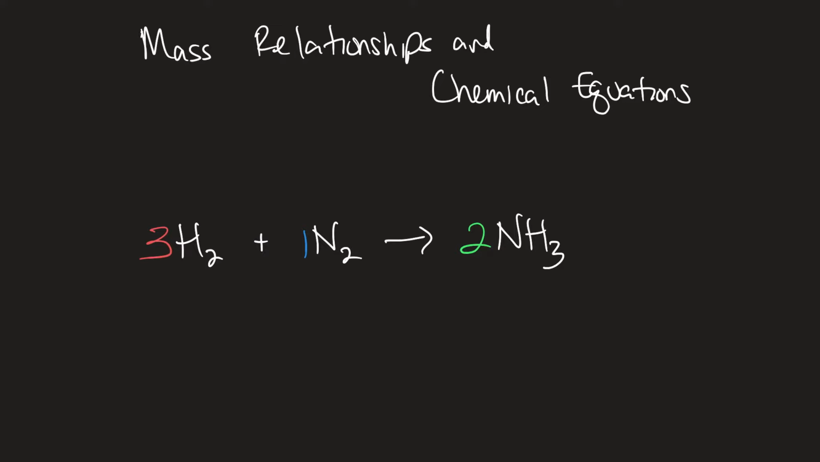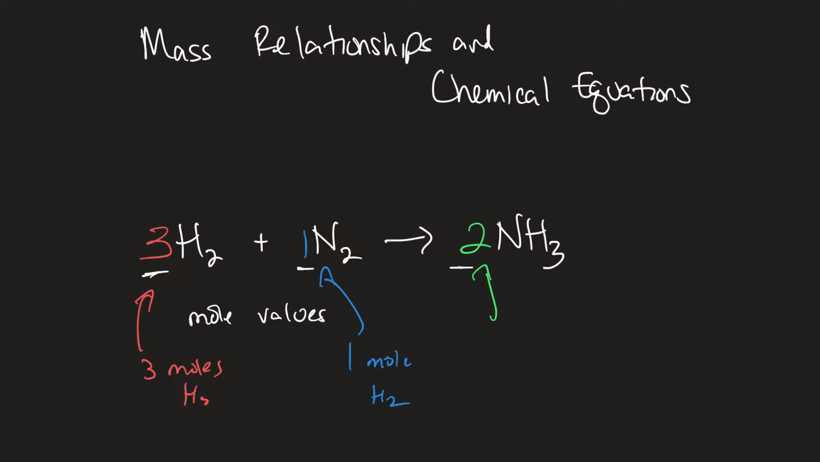All right, so in this video, we're going to look at mass relationships and chemical equations. From the previous video, we talked about how the coefficients specifically represent your mole values, or the amount of moles of each of the substances. Like we said here, this represents that there are 3 moles of H2. This tells you that there's 1 mole of N2. And this right here tells you there's 2 moles of NH3.